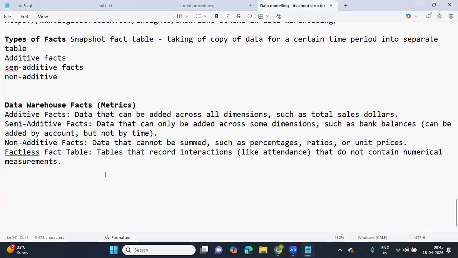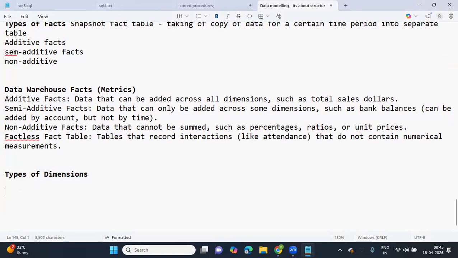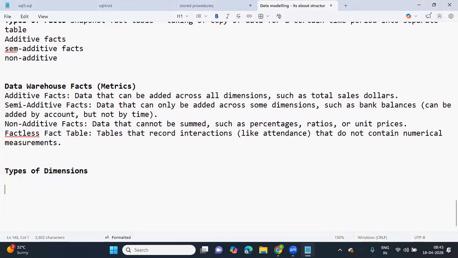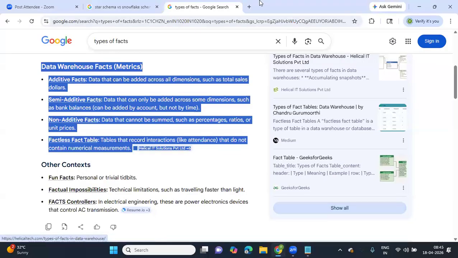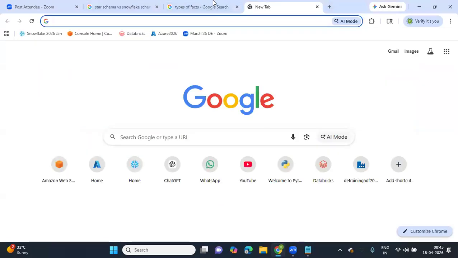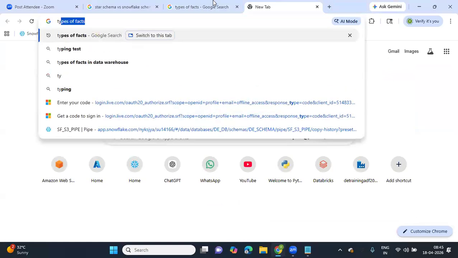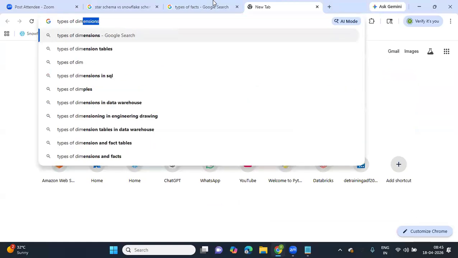Okay, so let's see the types of dimensions. Types of dimensions are really important. Facts we are not bothered about much, but dimensions are very important. So, types of dimensions. We have around 5 or 6 types, let's see. Out of which only one type is more important, and in that also we have subtypes. Types of dimensions.